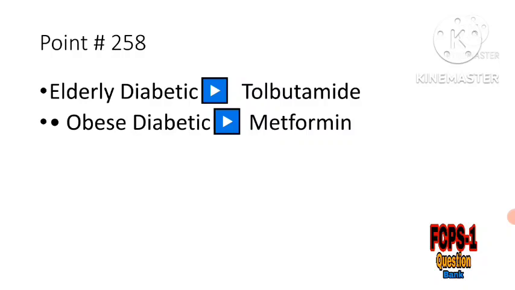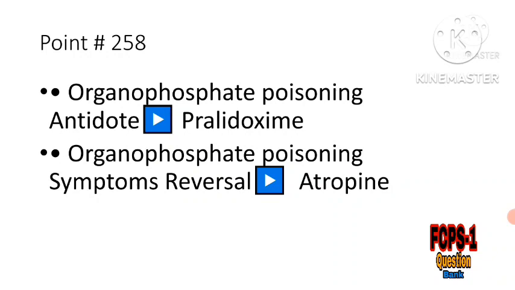In elderly diabetic patient, tolbutamide is the drug of choice. And in less than 60, and some books say less than 50, the drug of choice for the first time diagnosed diabetes and the person is obese is the metformin. Organophosphate poisoning antidote is the pralidoxime. And in organophosphate poisoning, the symptoms are reversed by atropine. So specific antidote is the pralidoxime, and symptoms are reversed by atropine.